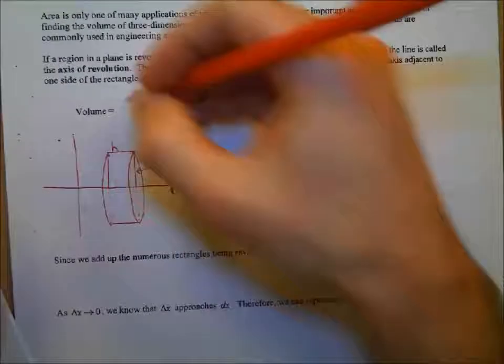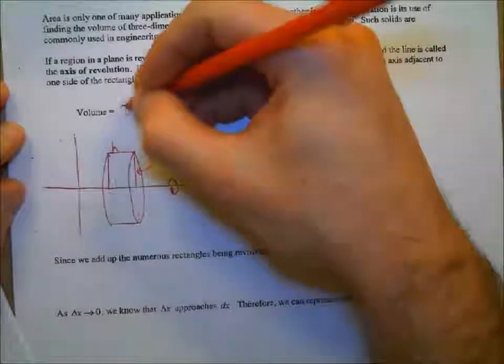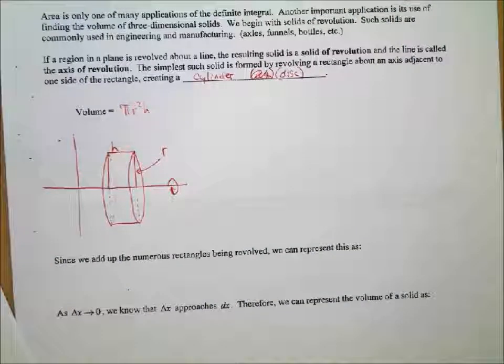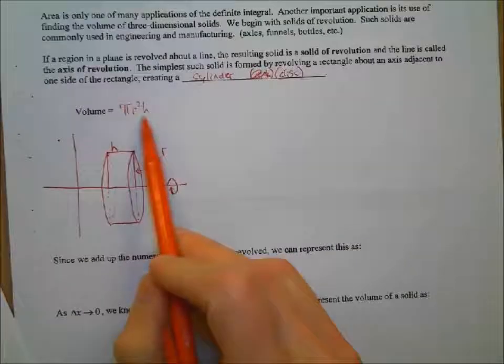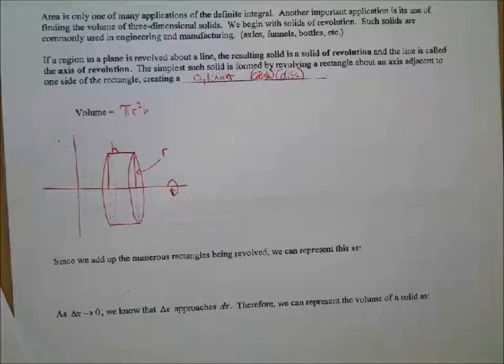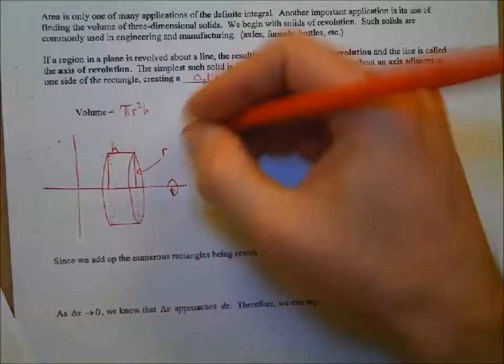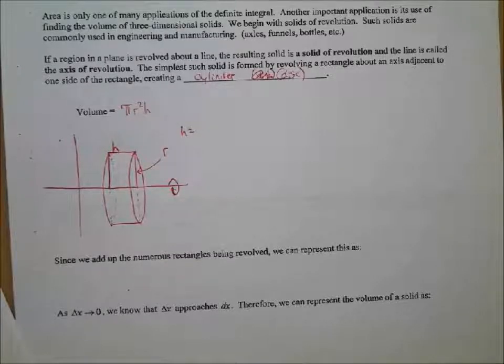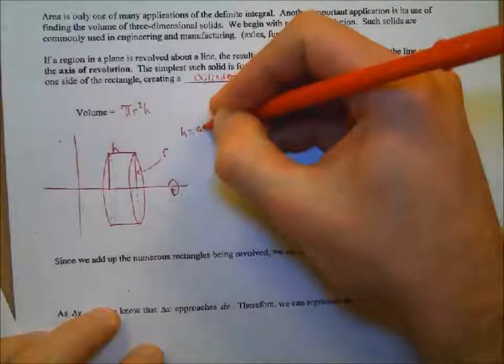We know then, you don't need to know this because you don't need to memorize volume formulas, but maybe you remember pi r squared h. That is the volume for a cylinder. You take the area of the base, a circle, multiply by the height, and that gives you the volume of the solid. In this case, our h is going to be some change in x. The height is going to be some change in x.